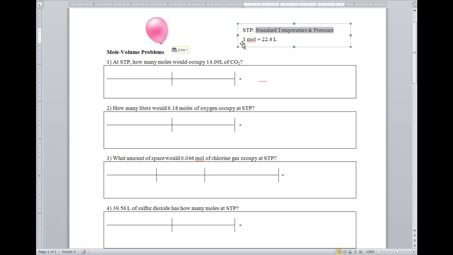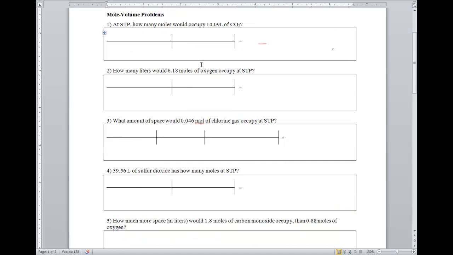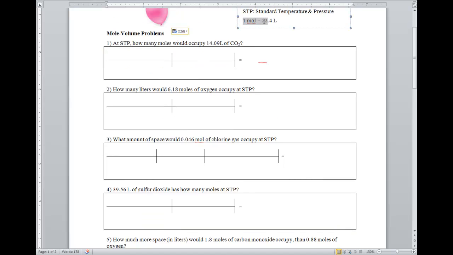At standard temperature and pressure, what we find is that 1 mole of any gas, regardless of whether it's oxygen or carbon dioxide or chlorine gas or any gas, will always occupy 22.4 liters of space. So given that, you can see from this that we can get a conversion factor, which is 1 mole over 22.4 liters, or 22.4 liters over 1 mole. So let's take a look at the first problem.